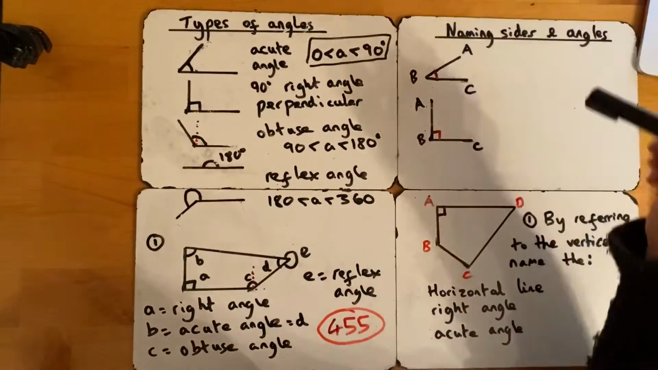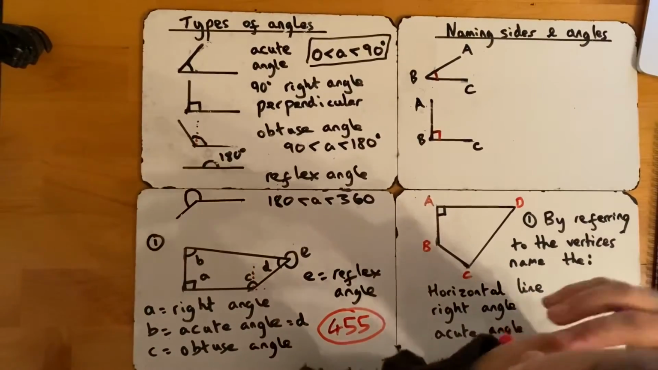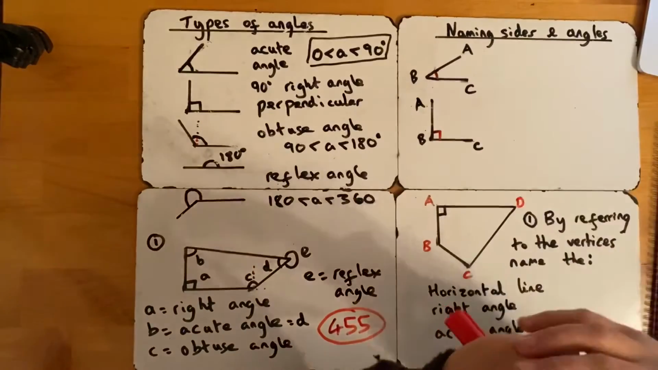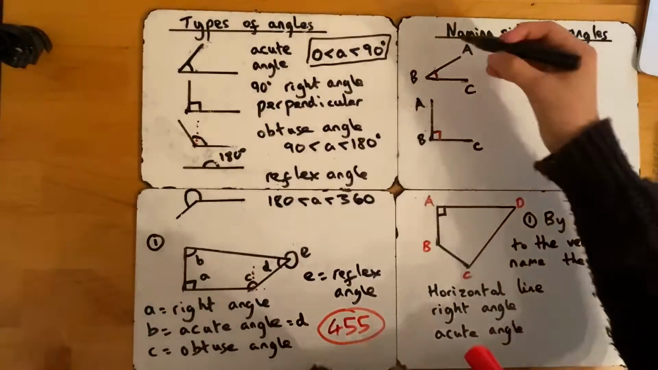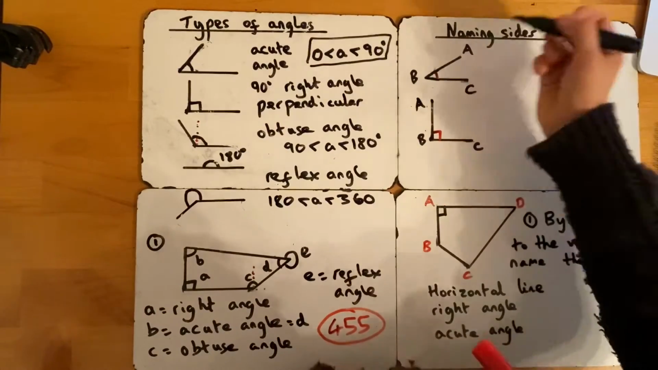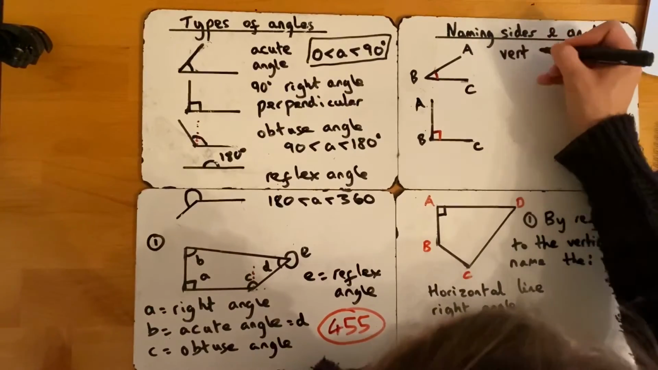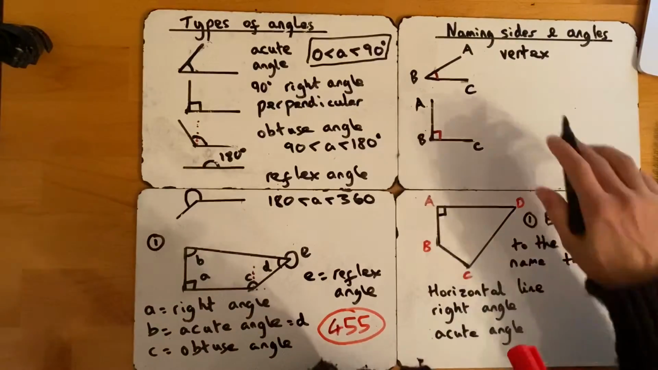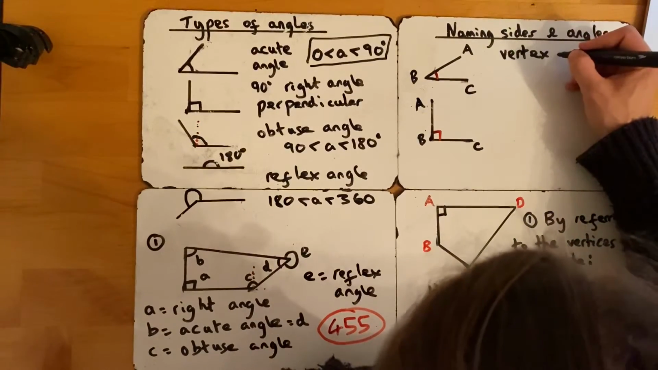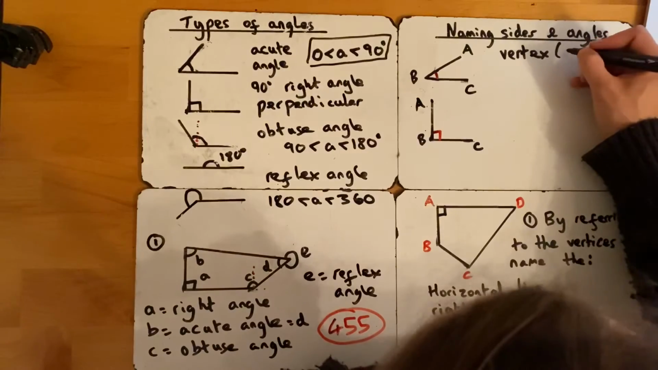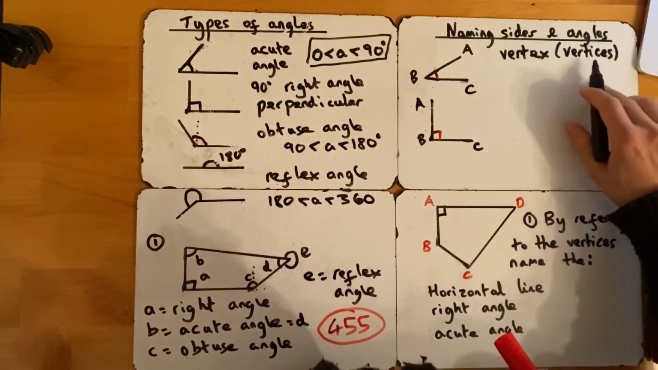Okay, naming sides of angle. Now this is a very difficult topic, but once you've got your head around all the terms, you need to know this for your GCSE. So we need to learn all the key terms. First thing is, an angle, another word we use for angle is called a vertex. So make sure you have that written down, is vertex. And when there's plural, there's more than one vertex, we call it a vertices. So that's more than one angle.